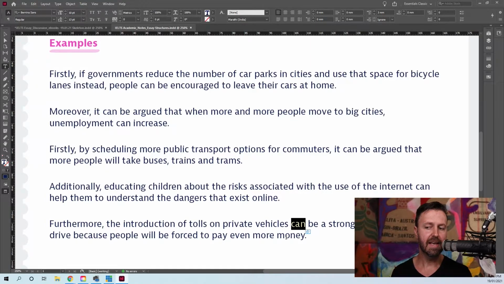So additionally, educating children about the risks associated with the use of the internet can help them to understand the dangers that exist online. The other one we've got is, furthermore, the introduction of tolls on private vehicles can be a strong disincentive to drive because people will be forced to pay even more money. So what we've got here is if, by, when, comma, noun, and then ing verb, noun, can.